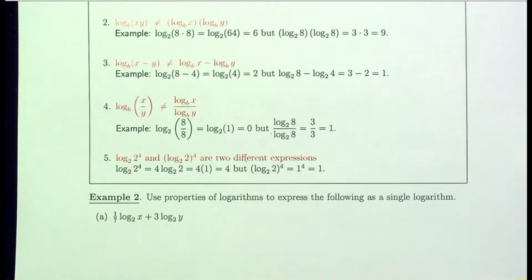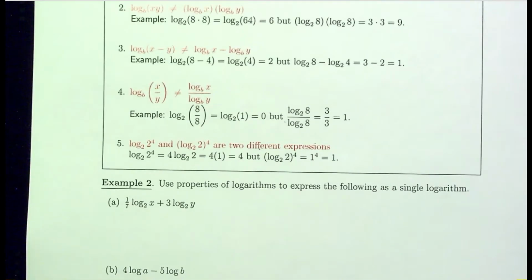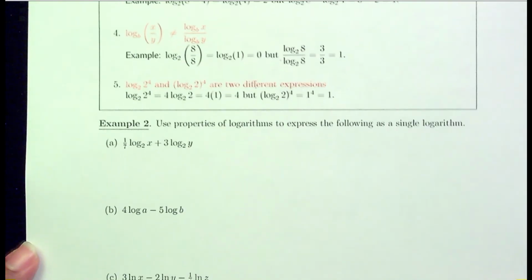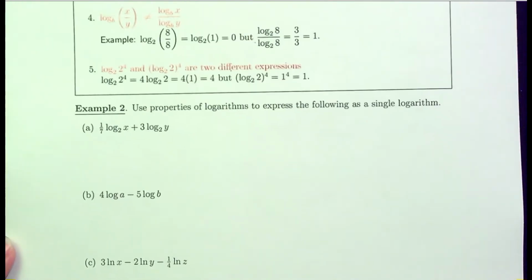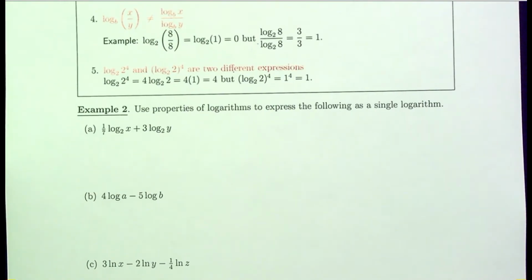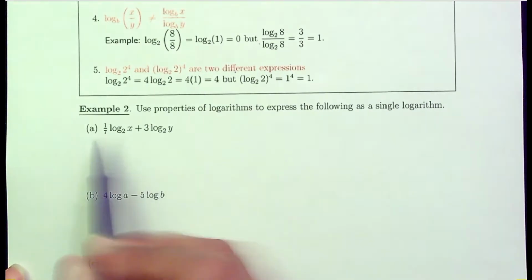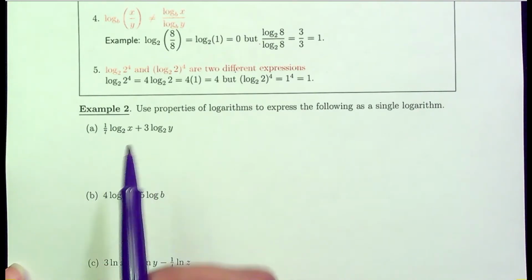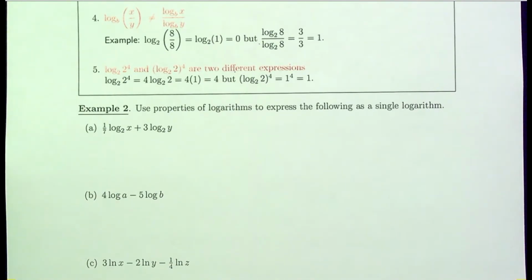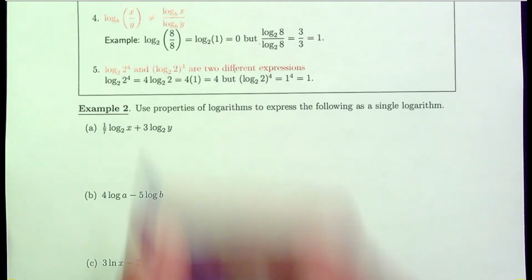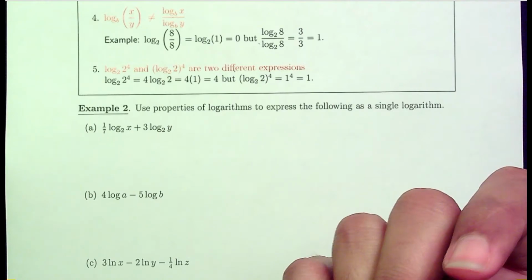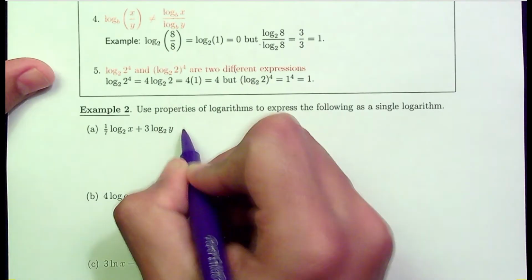Now let's do some more exercises where we continue practicing the properties of logarithms. Now we're going to go backwards. We have two or more logarithms, and we're going to condense them into a single logarithm by using the properties. We're going to be using the same properties, but backwards. All right, so here's the first one.